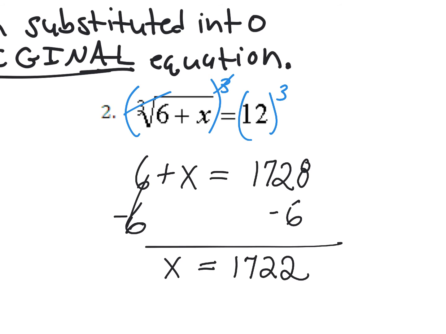And I got x equals 1,722. So plug it back in. 1722 plus 6 is 1728, and then the cube root of 1728 is 12. So this actually works. Cube roots really don't, I mean, I won't say never, but you really aren't going to get extraneous solutions out of those.